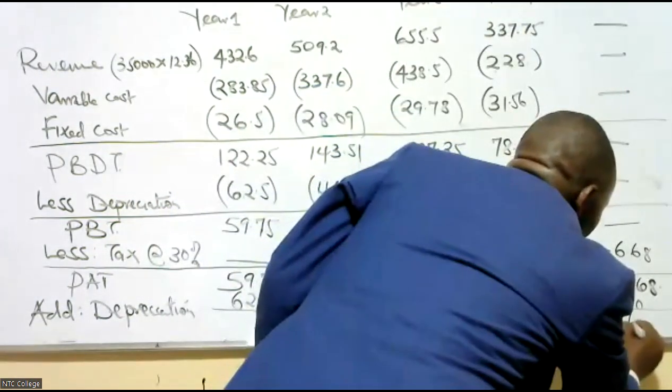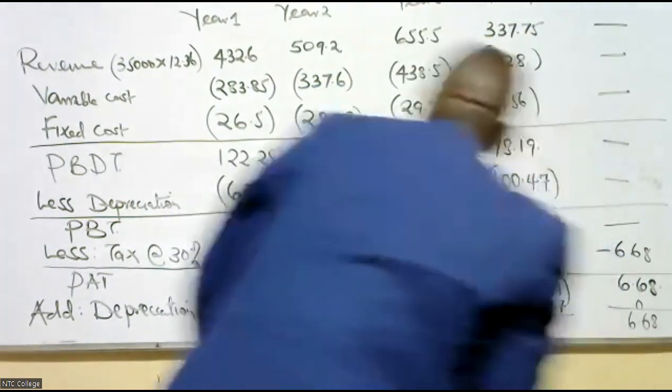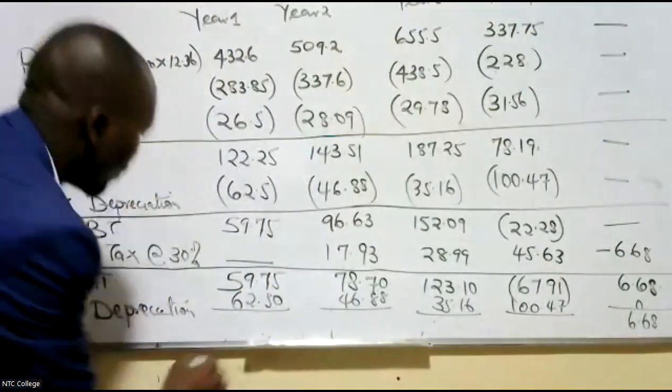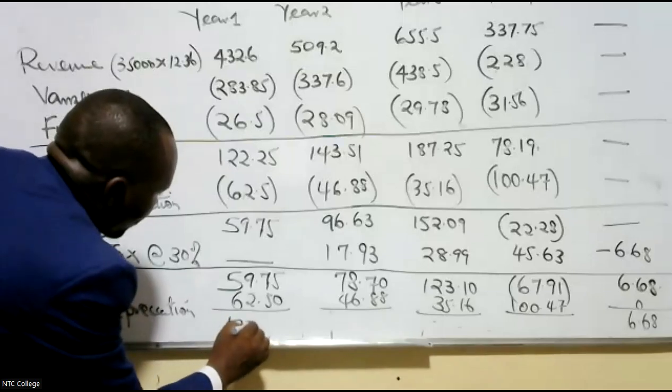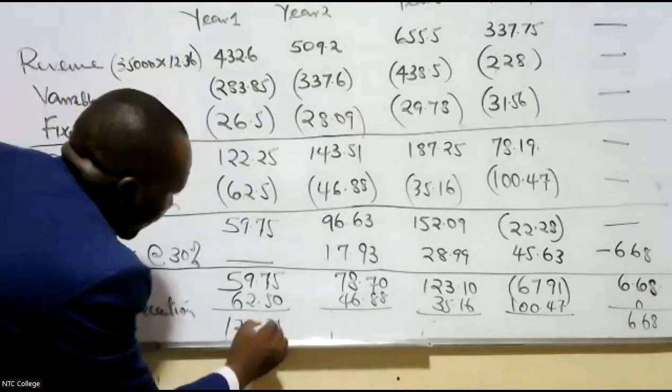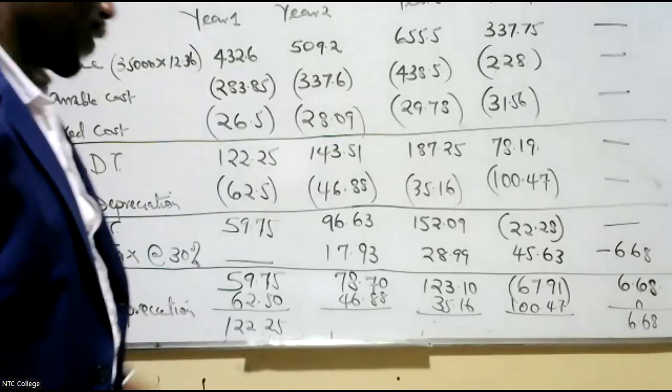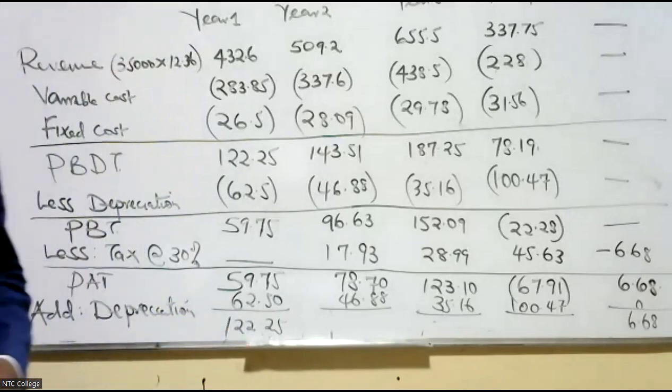So this one I can write 6.68. Even this one I know should be 122.25. The rest you can assist me to calculate.